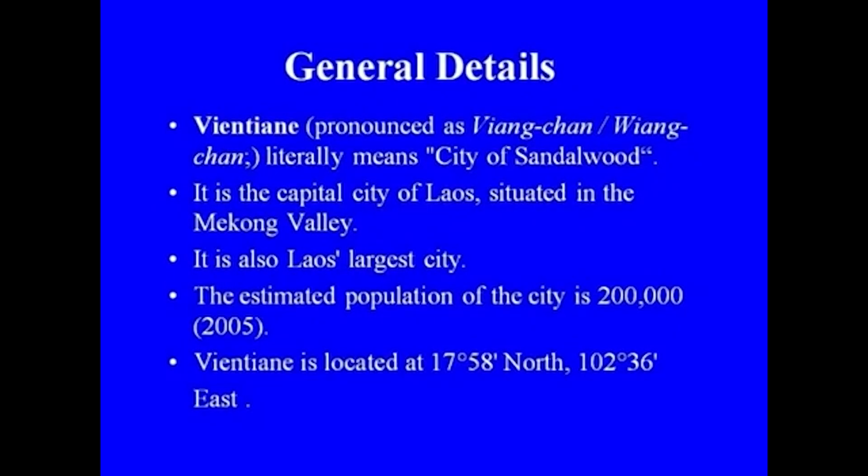Vientiane, pronounced as Vientiane, literally means the city of sandalwood. It is the capital city of Laos, situated in the Mekong Valley. It is also Laos' largest city. The estimated population of the city is close to 200,000 as per the census survey of 2005. Vientiane is located at 17 degrees 58 minutes north and 102 degrees 36 minutes east.